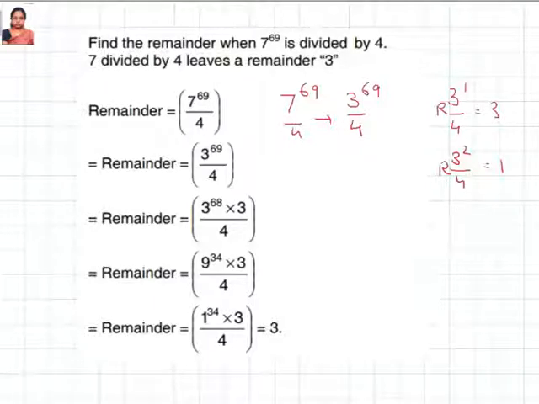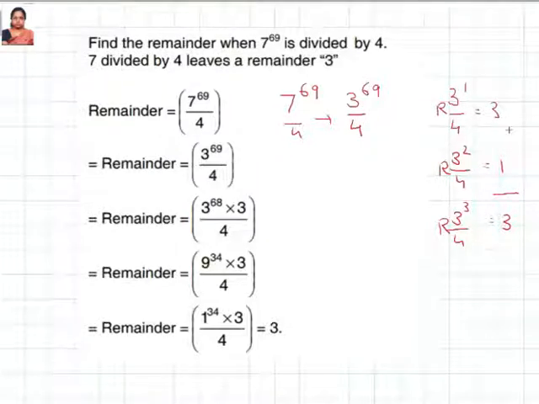Then again go for 3 power 3 by 4. What is the remainder? Whenever you go for 3 power 3, in 3 power 2 itself we got 1. This into 3 you have to do, so into 3 means again you get 3. Otherwise you can also find that 3 power 3 is 27, and 27 by 4 gives 3. So you can see that it is repeating.